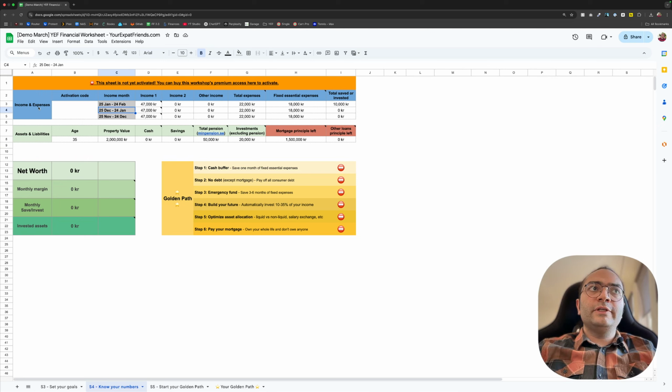Once you are done with the income and expenses section, then I want you to move on to the assets and liabilities. So in this part, the age is self-explanatory, right? Insert your age, whatever that is.